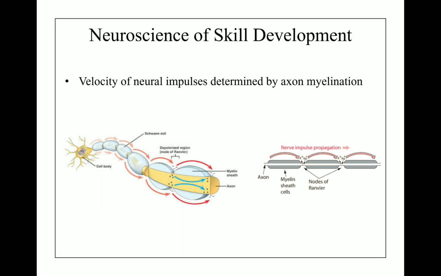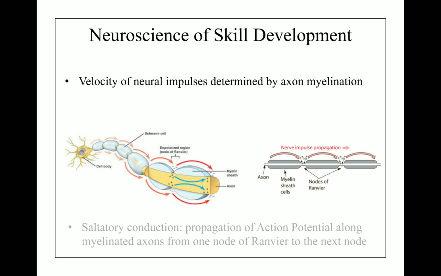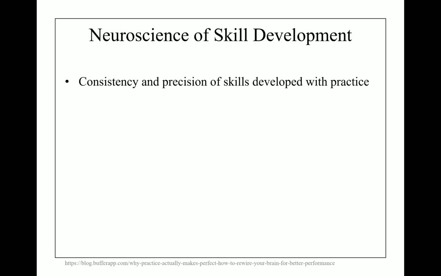Okay, so saltatory conduction, as we've already said, or saltatory propagation. It's just the nerve impulses traveling from node of Ranvier to node of Ranvier. The more myelin you have, the faster those signals travel.